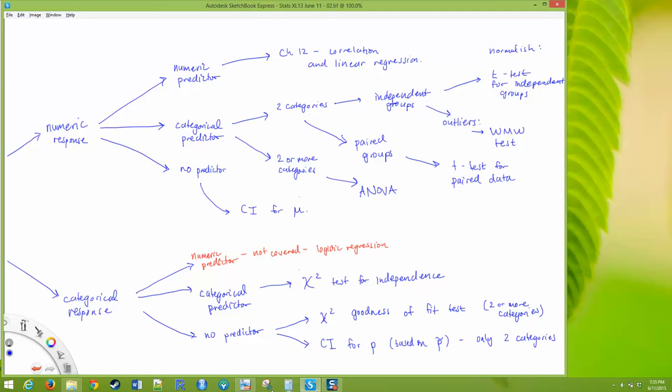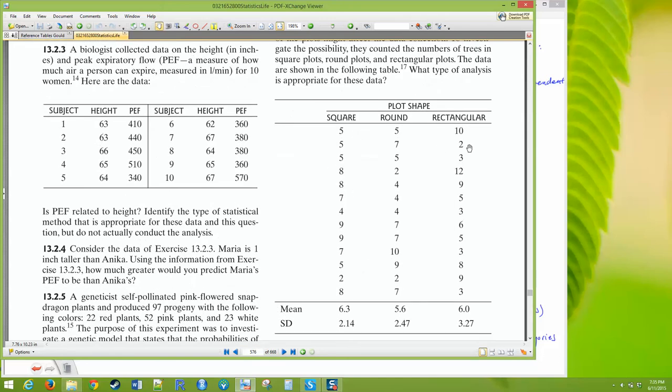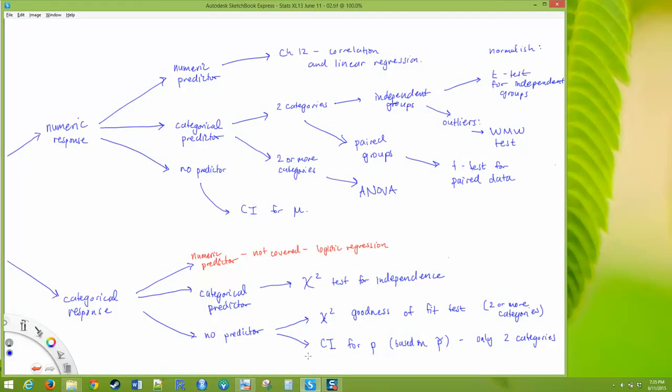Okay, so, well, that is our answer. So we have a numeric response, categorical predictor, the shape of the plot. But if you have more than two categories, you've got to do ANOVA. You can do ANOVA with just two, but the results should boil down to the same as a t-test for independent groups. Technically, the standard deviation that you would use in that t-test is a little different, but whatever. They're essentially the same, so this is what you have.